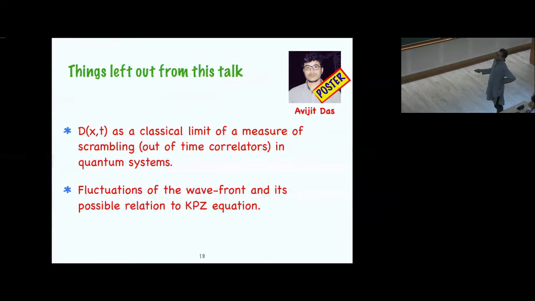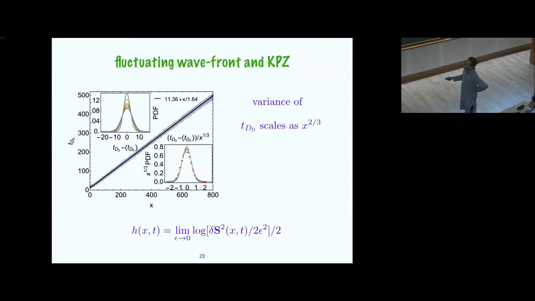I'll show you a slide about fluctuations of this wavefront and its possible relation with the KPZ equation. This is a more detailed plot of the heat map that I was showing you. One can ask, for this cross correlator D, at various x when D reaches a particular value D naught, and calculate that time to be T of D naught. When you average over all the different configurations, you get this black line, which is the velocity. But from configuration to configuration, it has a spread, which scales as x to the power 2/3.